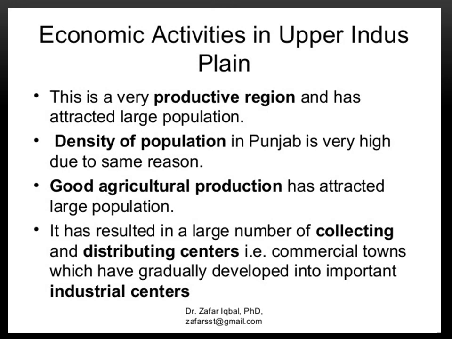I've told you that Doabs are the area between the two rivers. That is called the Doab. There are four main Doabs in these Indus plains. Since historical times, more than 80% of the total cultivated area of Pakistan has been located in the Indus Plain.